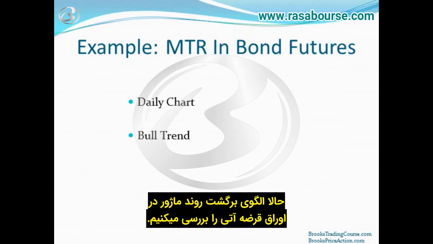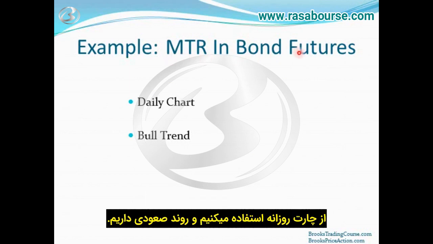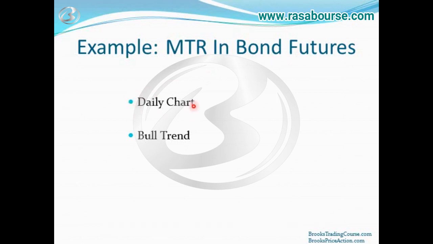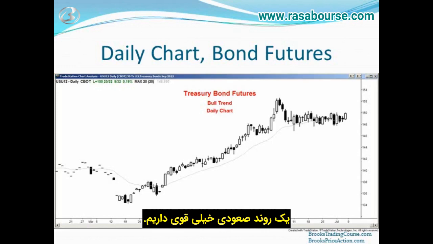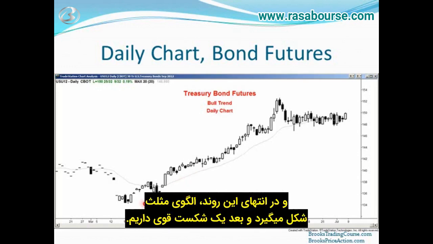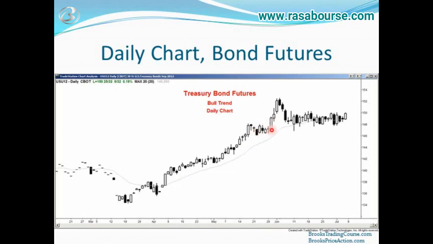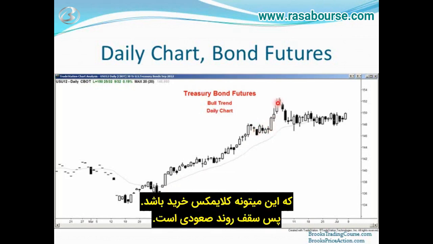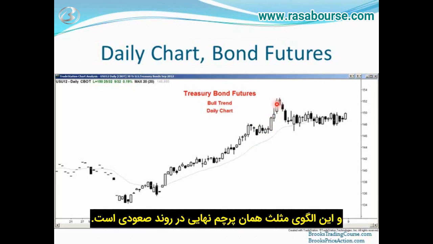Okay, next I'm going to talk about a major trend reversal in the bond futures using a daily chart in a bull trend. Bond futures clearly in a very strong bull trend, and then we had a triangle late in the bull trend and then a very strong breakout. This could end up being an exhaustive buy climax and the top of the bull, and this triangle might end up being the final flag of the bull trend.